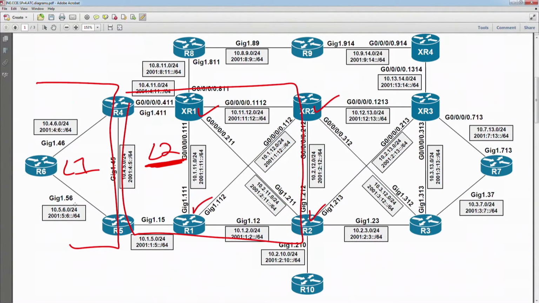But router 4 and router 5, since they're establishing both level 1 and level 2 adjacencies, where essentially they are the L1, L2 router, it means that we would have to run L1 on the interface on the left, run L2 on the interface on the right, and then do redistribution between the 2 levels.